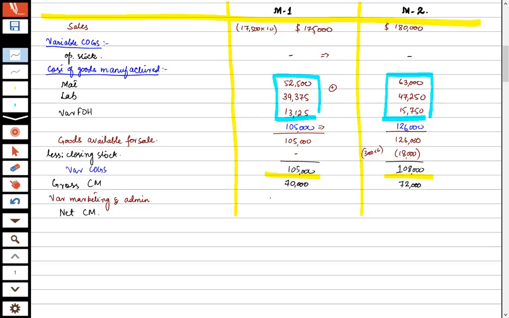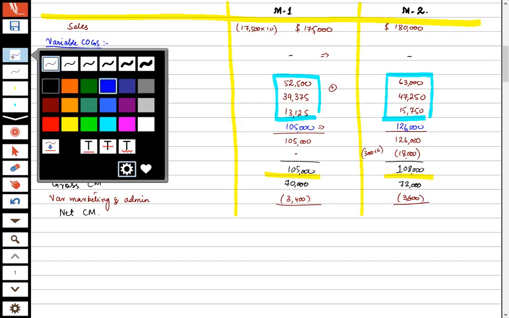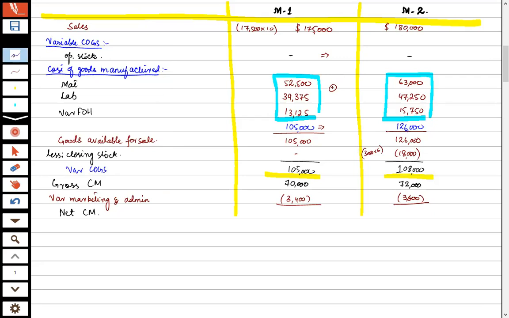So 3,400 and 3,600. So our net CM would be, after calculating this, 66,600 and 68,400. This would be our net CM.